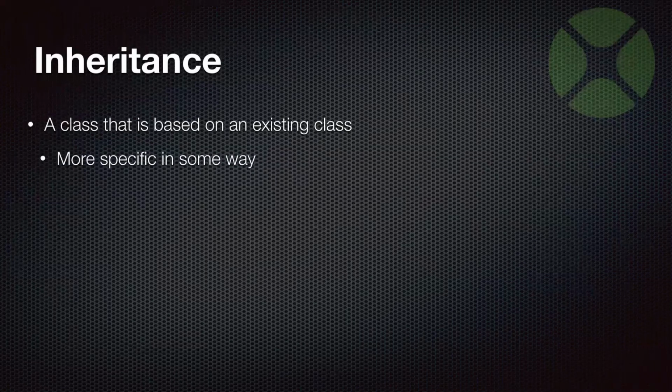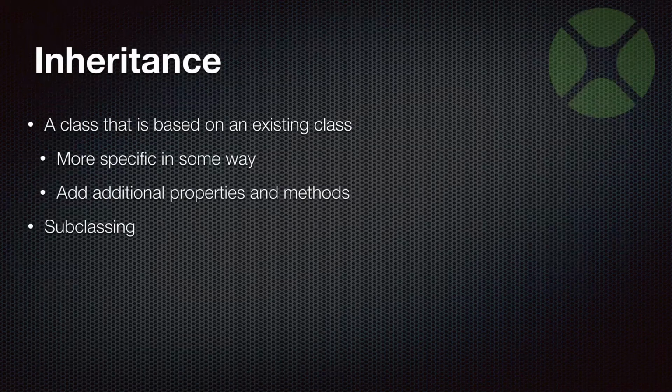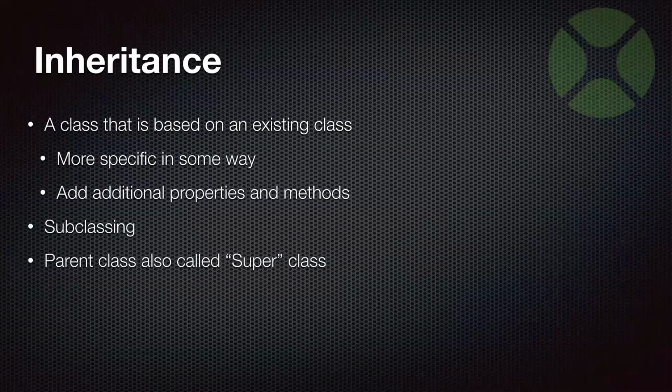So essentially, this class that is based on the existing class is more specific in some way. And you can also add additional properties and methods to this new class. So, it's based on the other class, but you can make it more specific. You can add more properties to it, more methods. And this is called subclassing. And when you do that, the parent class can also be called the superclass. And you'll see that in the Xojo inspector. There'll be a field next to a class called super that lets you select what the parent class is.